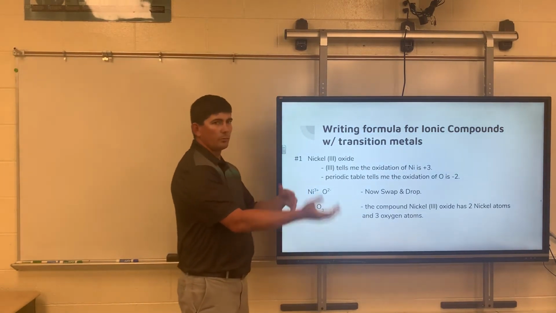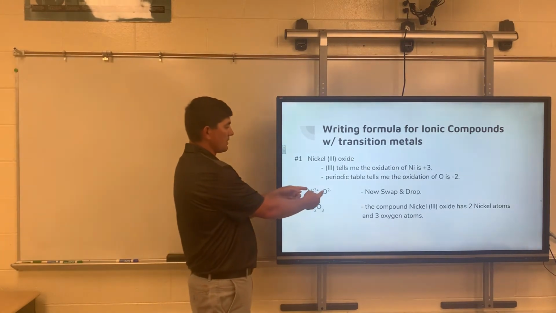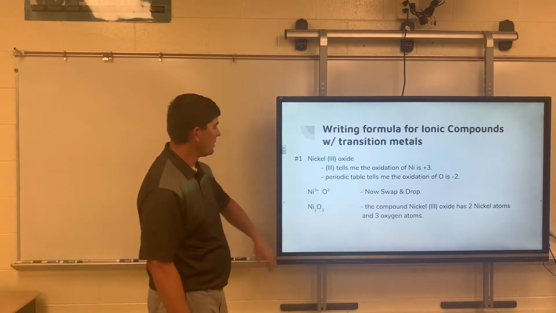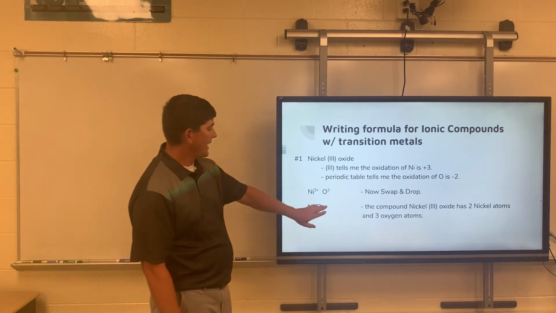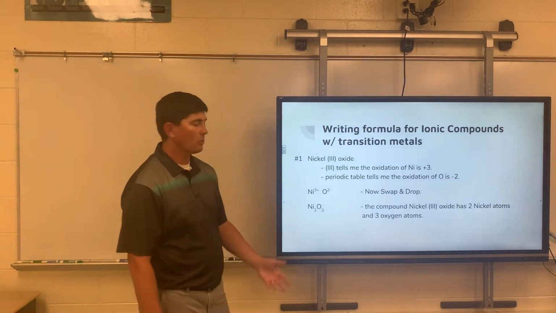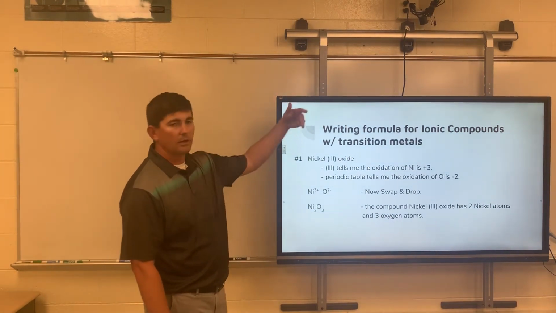What we learned previously is the same thing. The next thing we do is our little swap and drop, right? So when we swap and drop, we end up with 2 nickels and 3 oxygens. Ni2O3 would be the formula for this nickel 3 oxide.